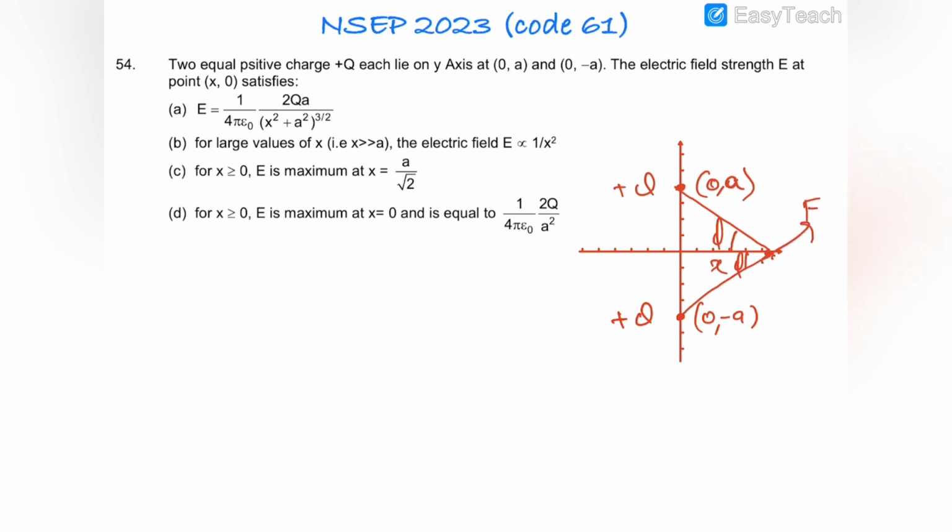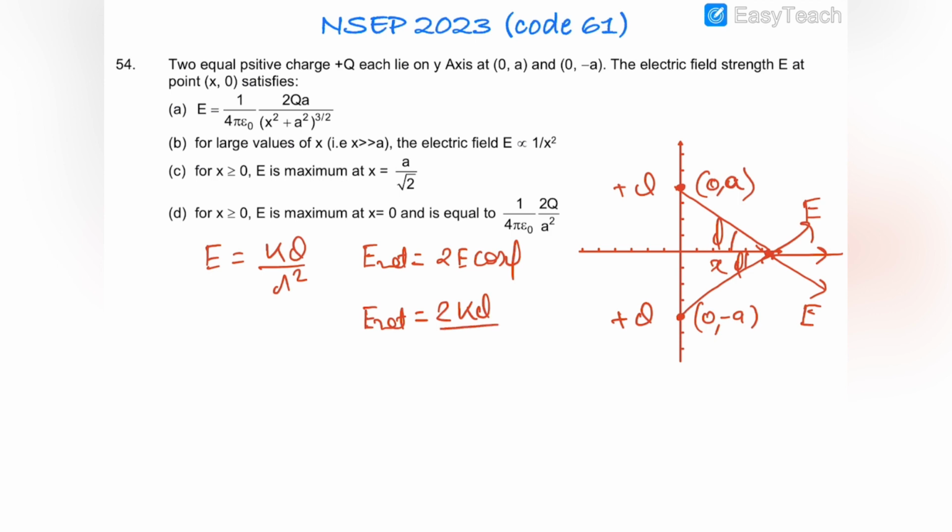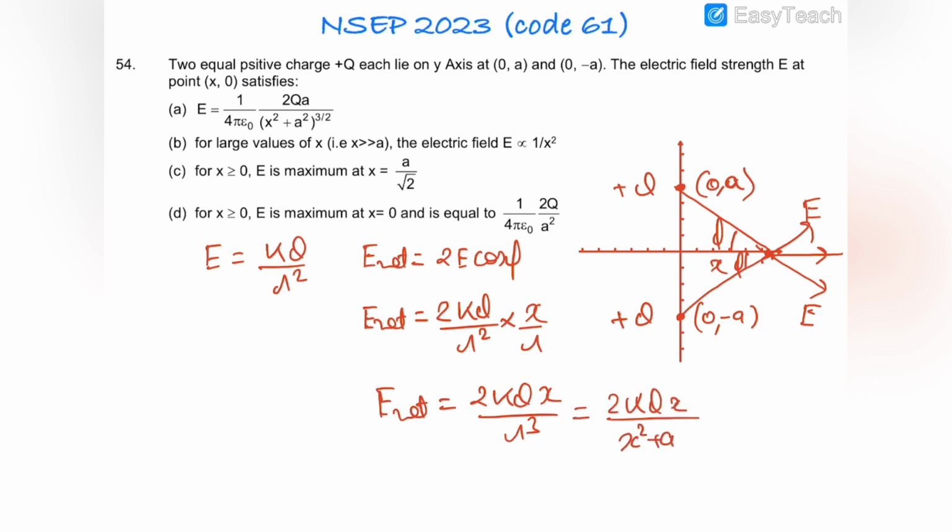So we can see that electric field due to this charge is E like that, due to this one is E like that, and net would be in this direction. So E would be equal to KQ, this is R, so KQ by R square, and E net would be equal to 2E cos phi. So E net would be equal to 2KQ by R square into cos phi, where cos phi is x upon R. So E net would be equal to 2KQ x upon R cube, and this is 2KQ x upon x square plus a square to the power 3 by 2. So this is a wrong option because there is a in the numerator and it should be x.